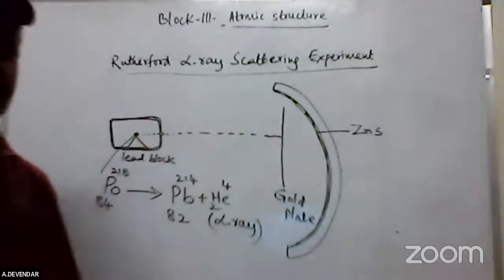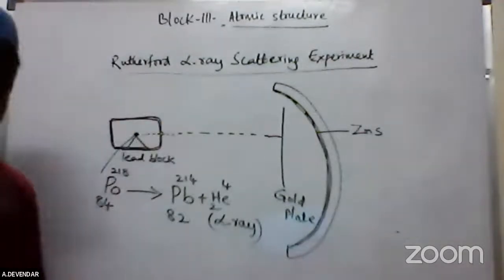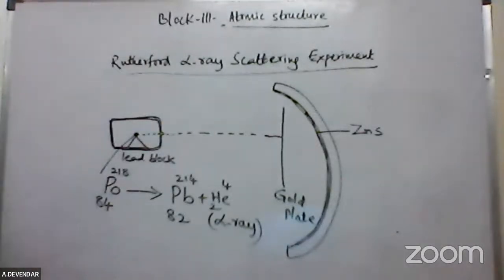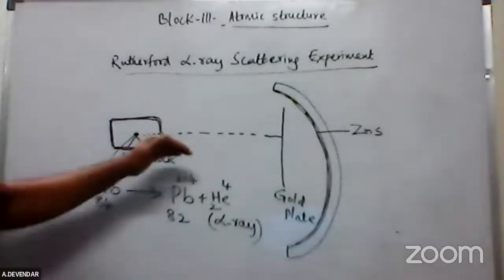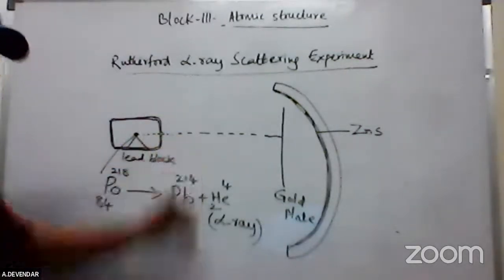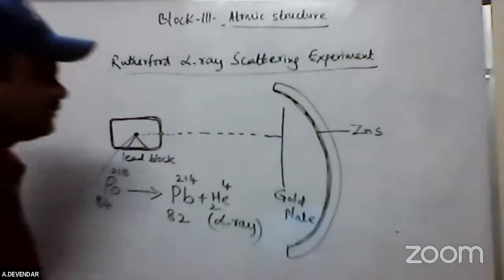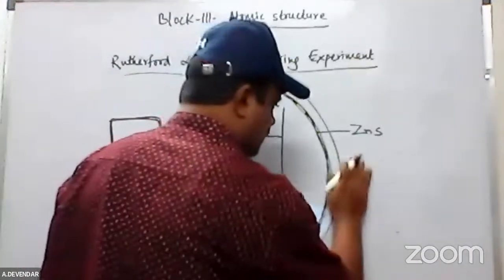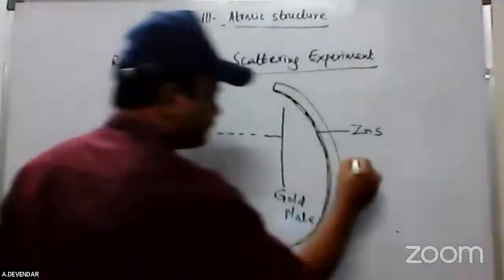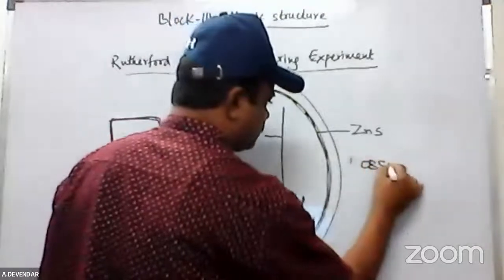So this is the experiment setup conducted by Rutherford. By means of the Rutherford alpha ray scattering experiment, he made some observations and concluded from them. What are the observations? I can write them here.